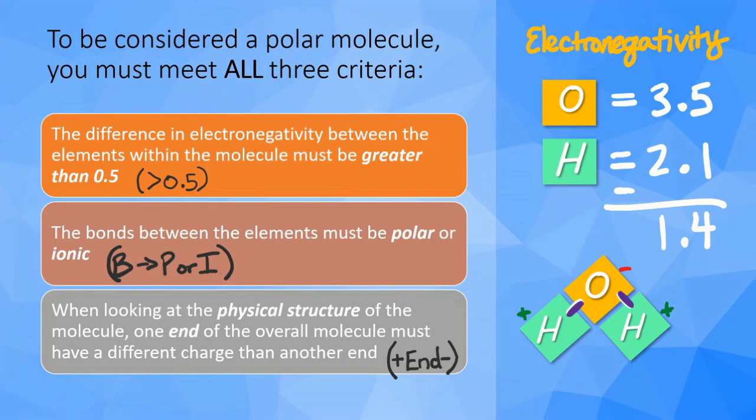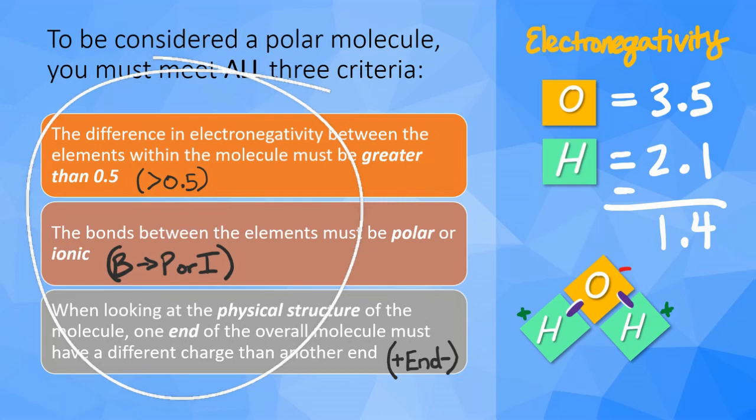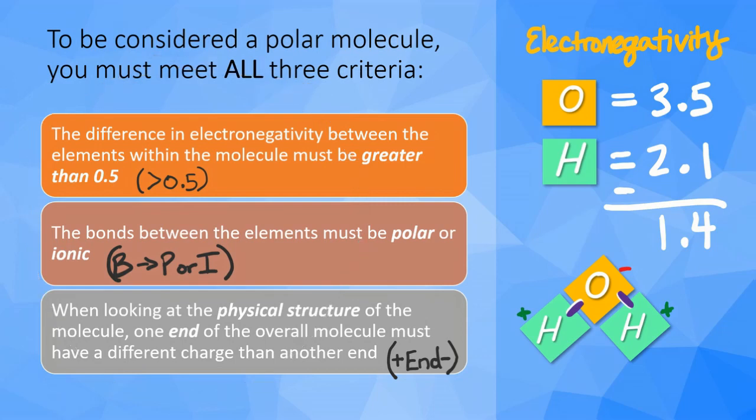As we touched on when we first discussed polarity, for something to be considered polar, it must meet all three of these criteria, right? Now, in reference to water specifically, we already touched on the first two criteria in decent detail when we went over the concept of polarity. What I want to focus in more on with you right now is this last criterion, okay?